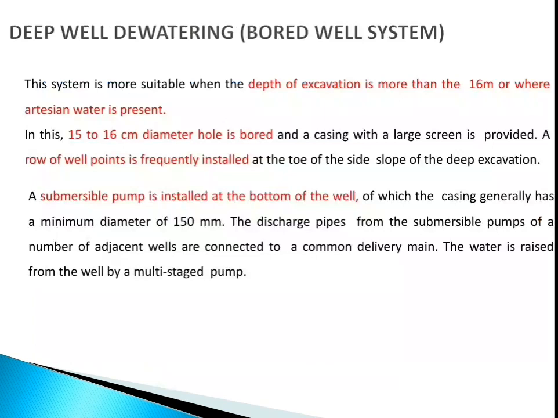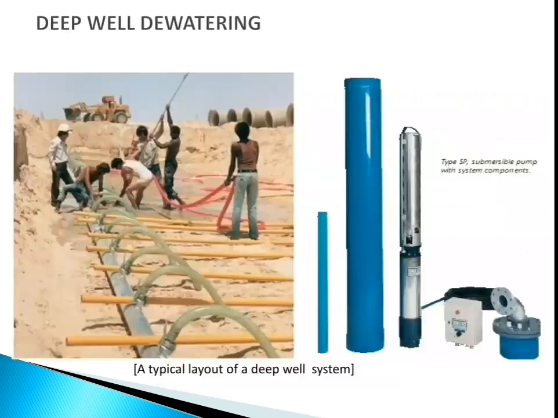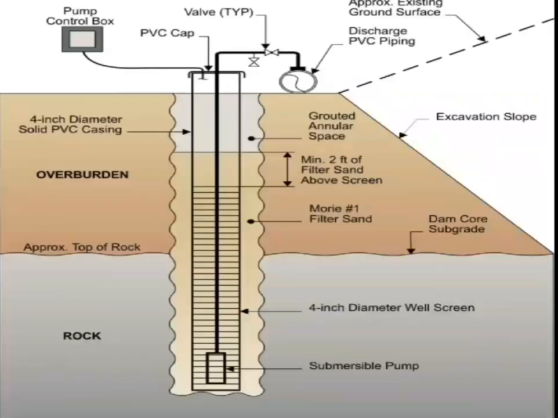A submersible pump is installed at the bottom of the well, of which the casing generally has a minimum diameter of 150 mm. The discharge pipes from the submersible pumps of a number of adjacent wells are connected to a common delivery main. The water is raised from the well by a multi-stage pump. We can see the typical layout of the deep well system in the image, with pumps and various assemblies used for it. Here is the schematic diagram of it. You can see all the process here.